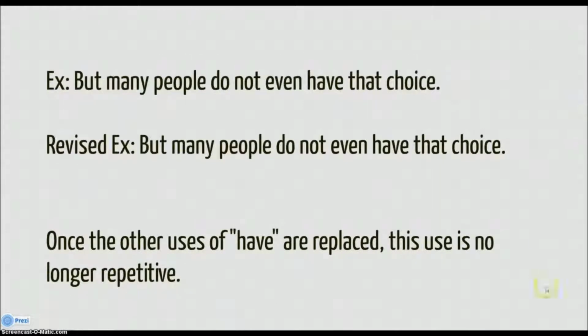Moving on, now we get to the sentence, right? "But many people do not even have that choice." Well, if we revise the previous two sentences, then we can keep this "have." Not all haves are bad. It's just when you have a lot of them over and over again that things get sketchy. So because we've changed it, this one is fine as is.